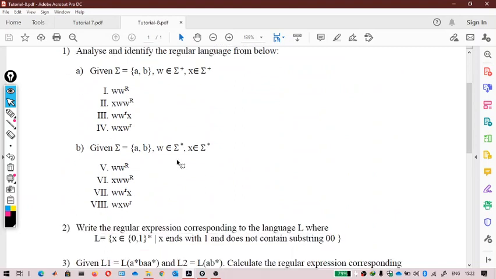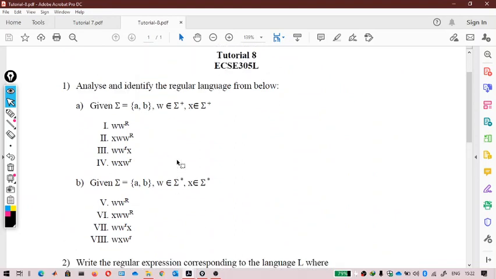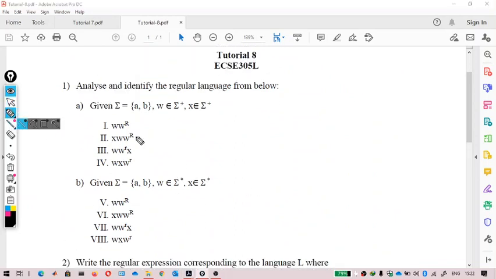So the first question, I think I have completely explained in the lecture, but I will just tell you about it again. There's W W^R. When the input alphabet is sigma plus, it means that at least one symbol is needed in the string. So the length of W should be at least one, because there is a plus on it. So W belongs to plus, as well as X belongs to plus.